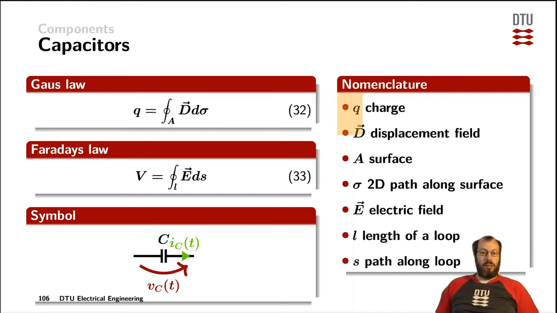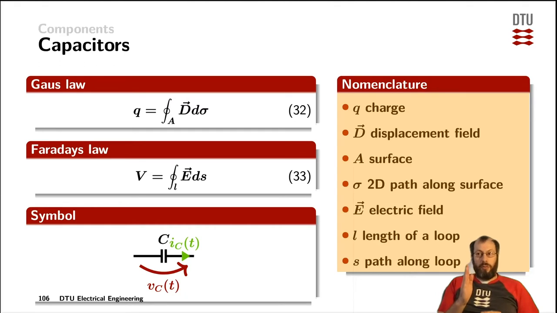Now let's look at the nomenclature of the physical symbols behind capacitors first. There are the charges inside the capacitor, and then there is the surface, which is representing the surface of the plates, so the size of one of the plates.